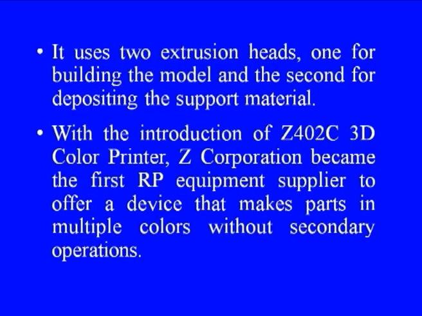It uses two extrusion heads, one for building the model and the second for depositing the support material. With the introduction of the Z42C 3D color printer, Jet Corporation became the first RP equipment supplier to offer a device that makes parts in multiple colors without any secondary operations.